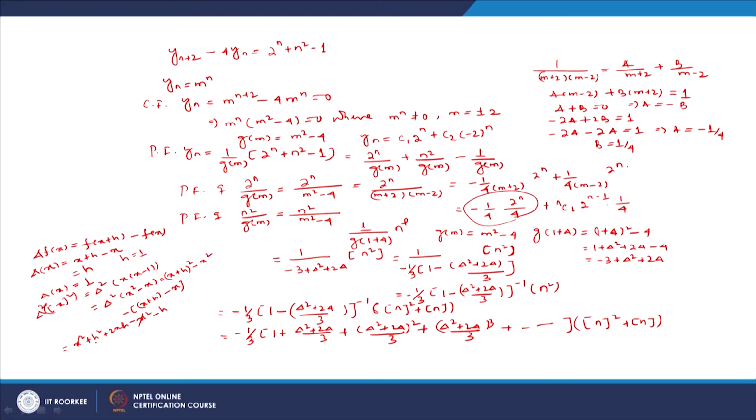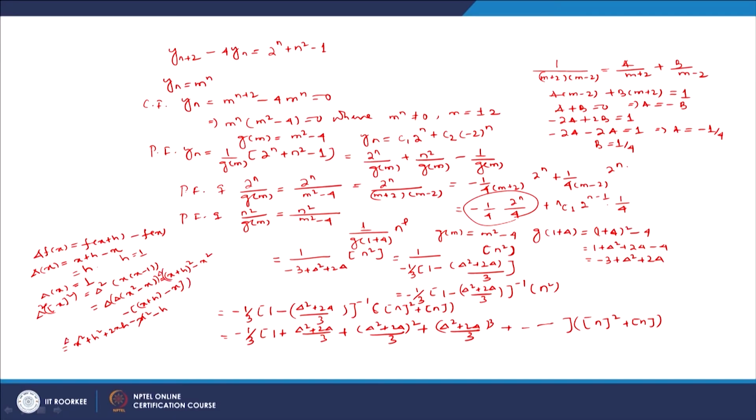So, we will have first delta we are operating. That is why we can write delta of this one only. So, first delta has been operated.